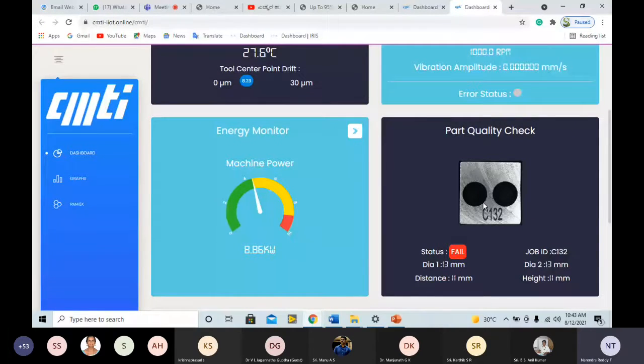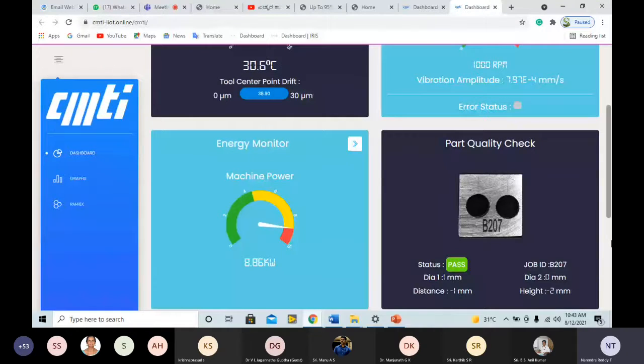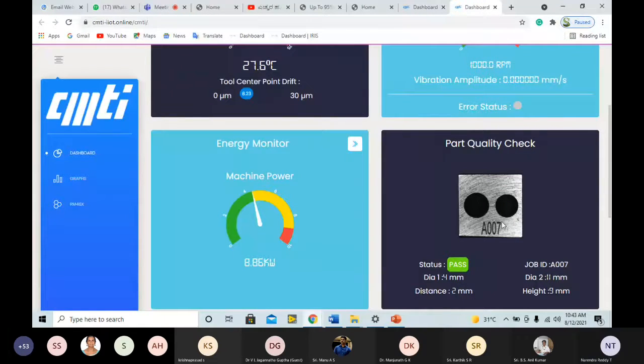In part quality, we are making 2 holes, and then it is measuring the diameter of each hole. You can see the diameter 1 and diameter 2. If both the diameters are within the tolerance and the pitch is okay, then we say that the part is fine, and it will show it as pass. If it is not falling within the tolerance limits, then the part will fail. Okay, that is one solution we made.